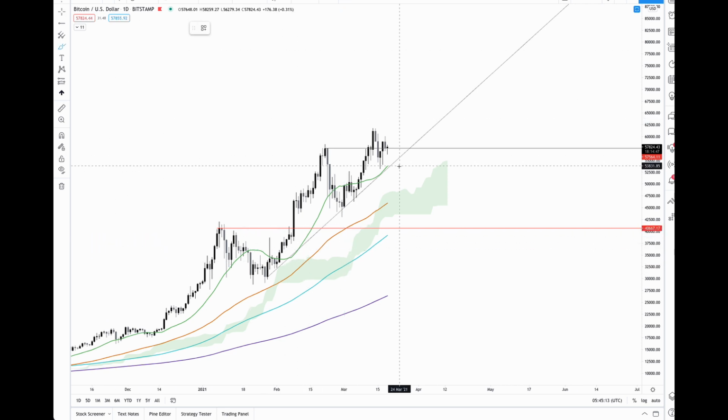So if we were to see this trend line hold and the bearish divergence play out to retest, let's say 53 or 54K levels and continue back up, that would be pretty bullish for Bitcoin.